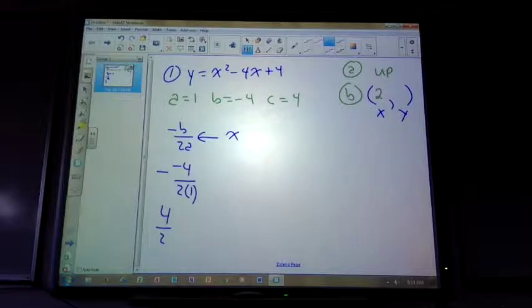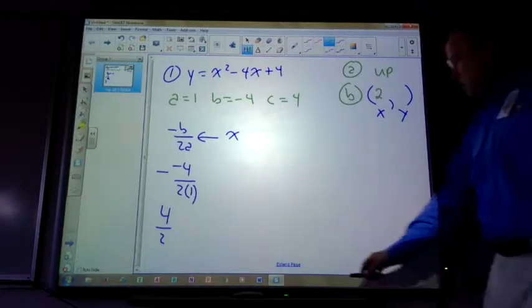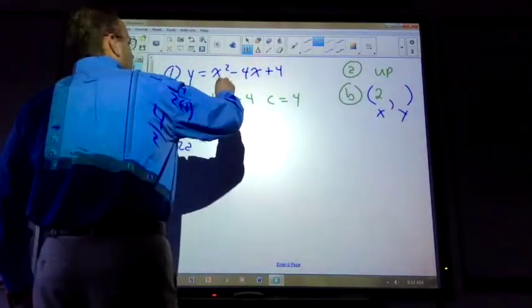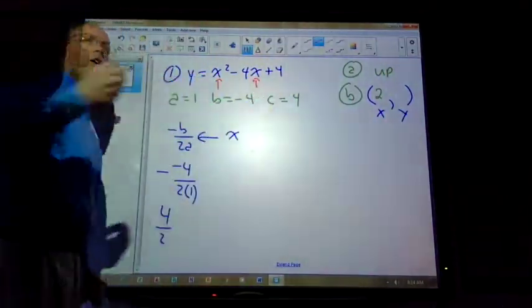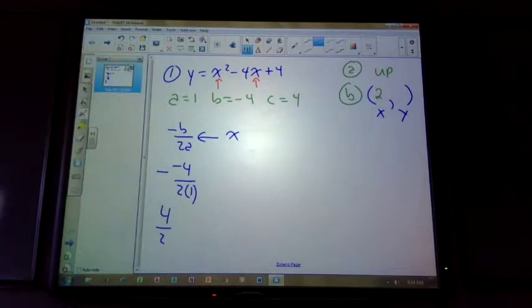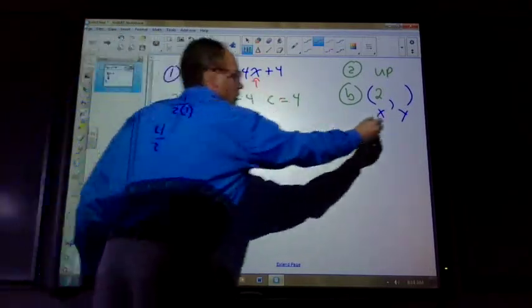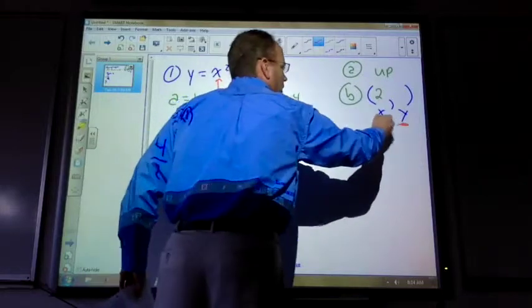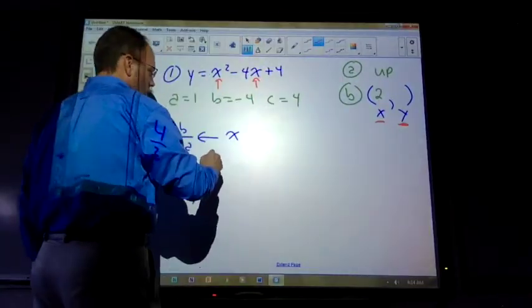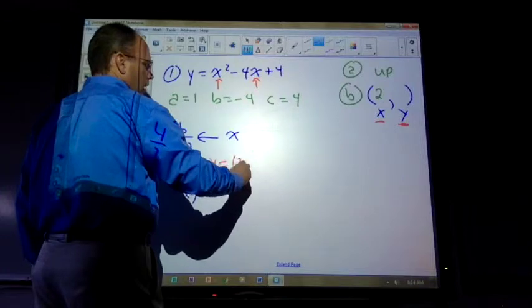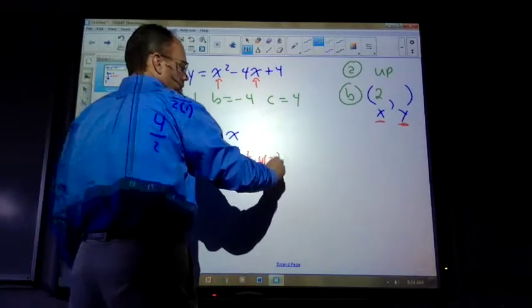What do you think we should do with that 2? Angela, what should I do with that 2 to find what y is equal to? Plug it in for x? Yeah. So, I have this x value here. I know the parabola opens upward. I know that the x component of my vertex is 2. In order to find the y component, I know that y is equal to this. So I'm going to plug this in for each of my x's. So I'm going to get y equals 2 squared minus 4 times 2 plus 4.